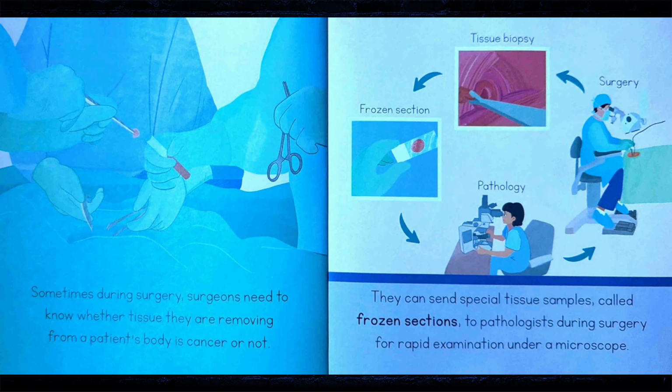Sometimes during surgery, surgeons need to know whether tissue they are removing from a patient's body is cancer or not. They can send special tissue samples, called frozen sections, to pathologists during surgery for rapid examination under a microscope.